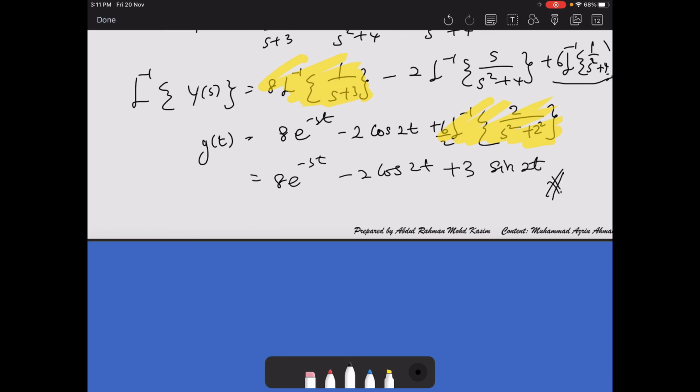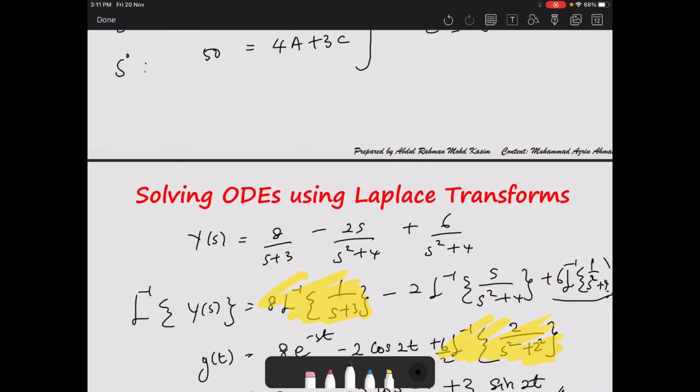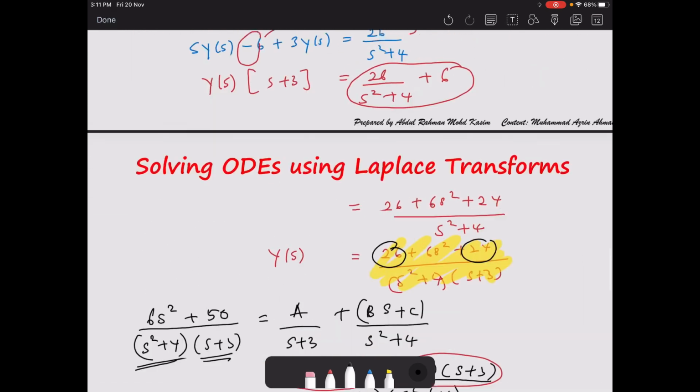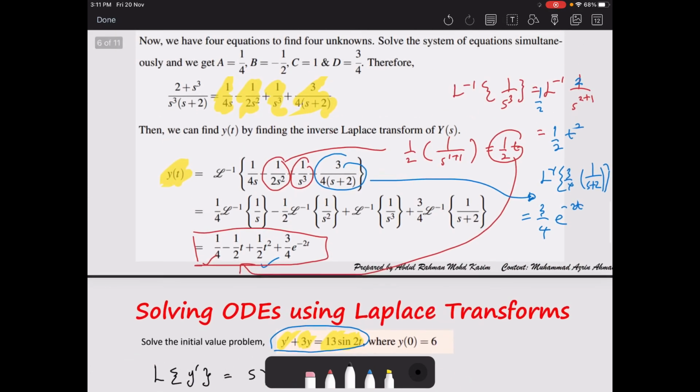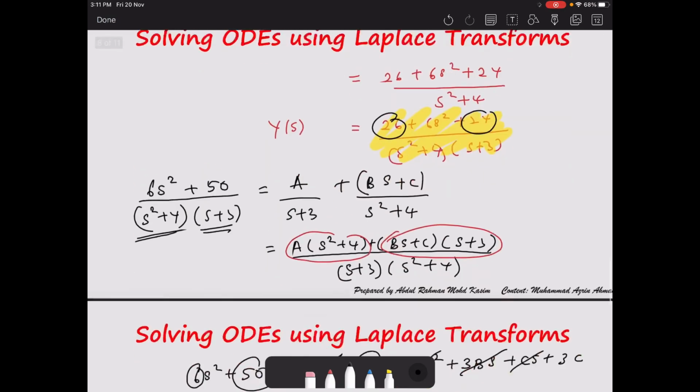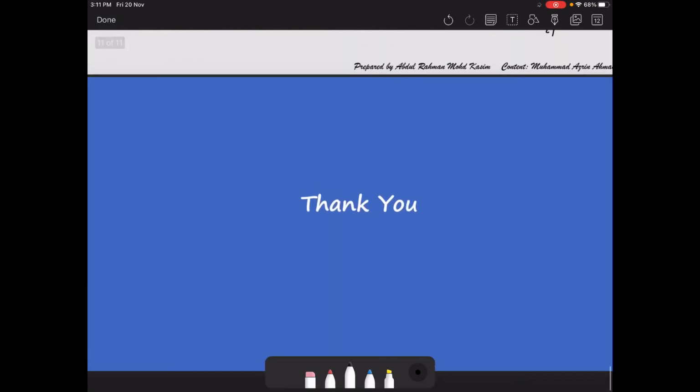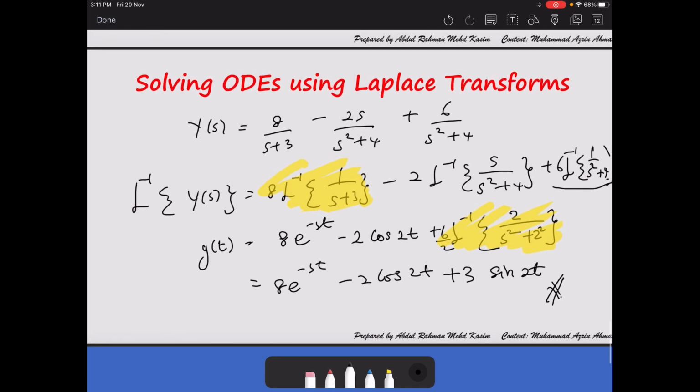So this is the answer. I hope you understand and you may continue finding the answer for the given question. Alright, so this is for the first order ordinary differential equation. We will continue to solve the second order ordinary differential equation in the next video. Thank you.